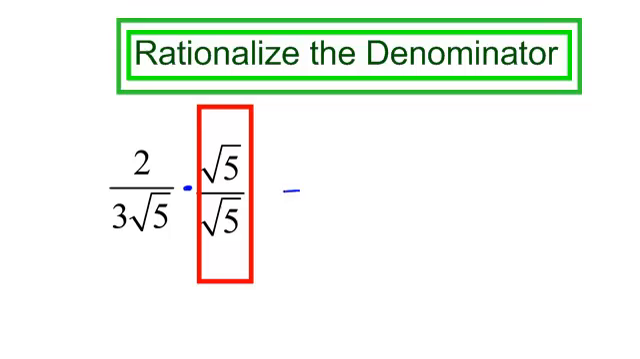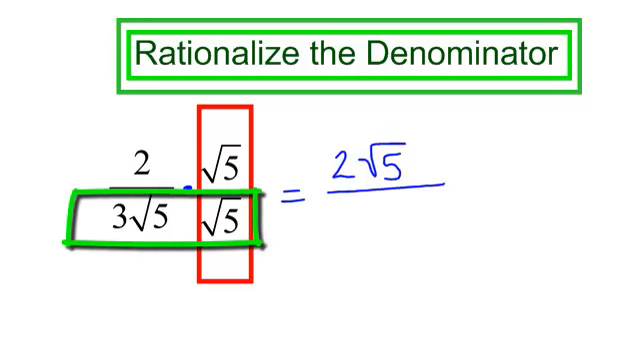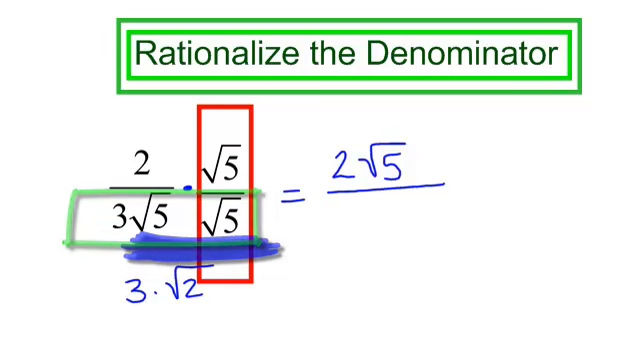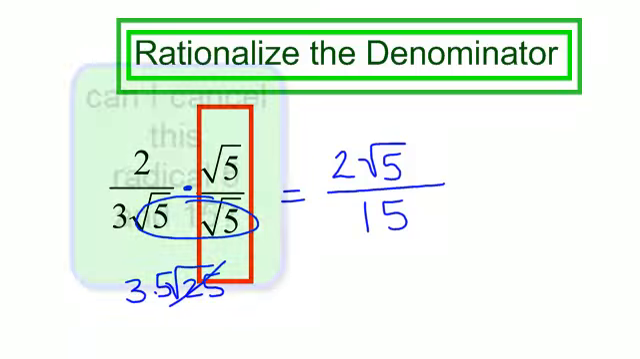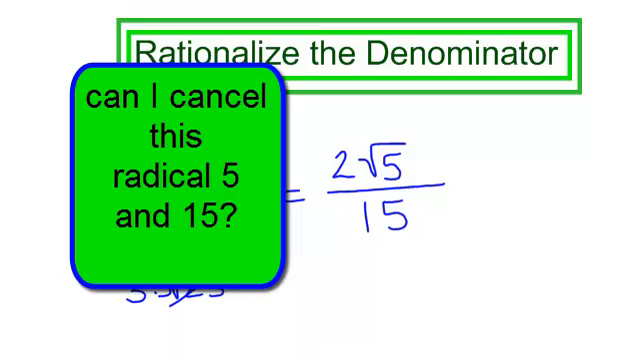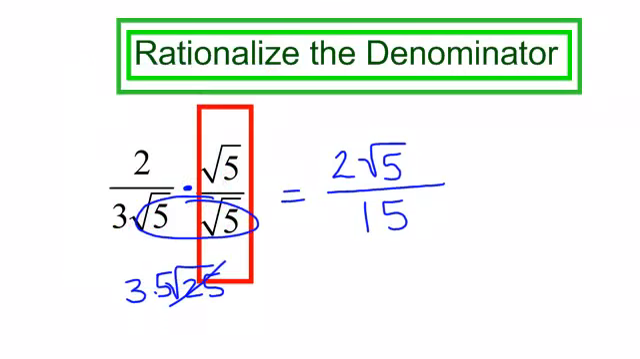In the numerator, I have 2 times radical 5, which is just simply 2 radical 5. In the denominator, I have 3 times radical 5 times radical 5 is radical 25, which we know is just 5. So in the denominator, I will end up with 15. Can I cancel the 5 underneath the radical and the 15 that's not underneath the radical? No, you cannot.